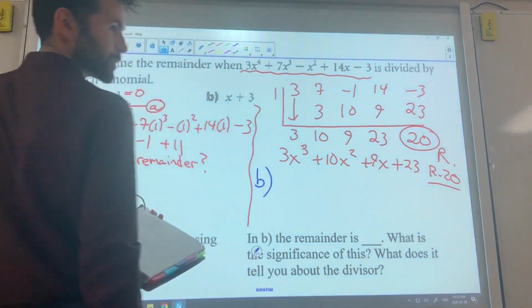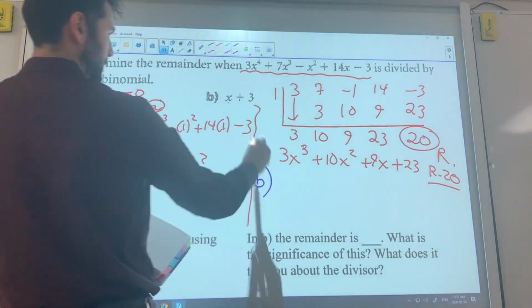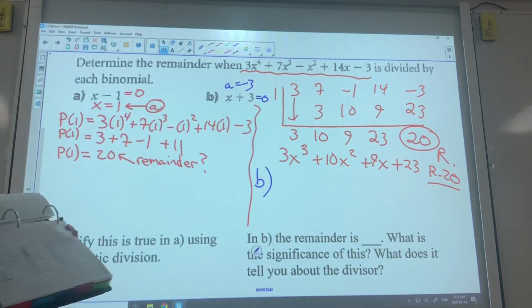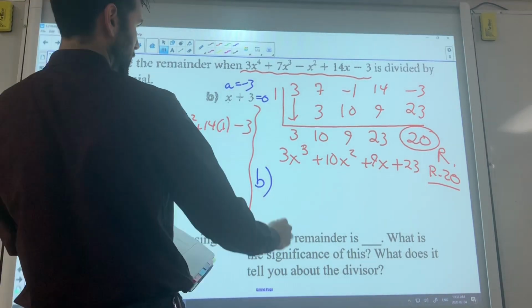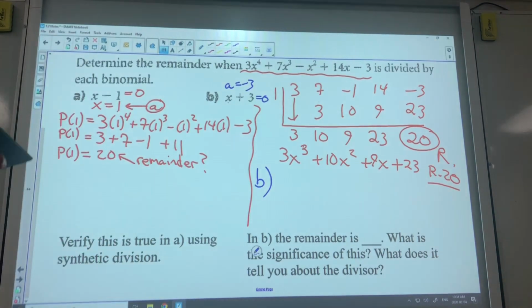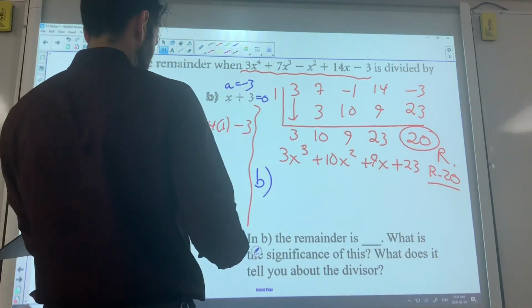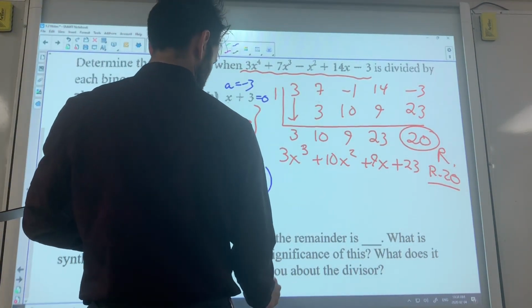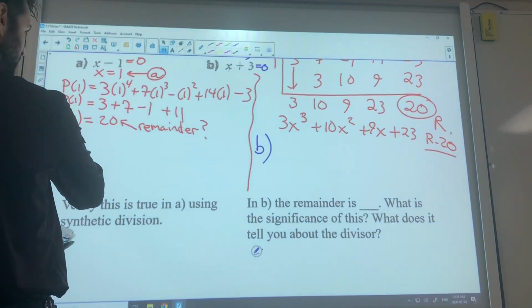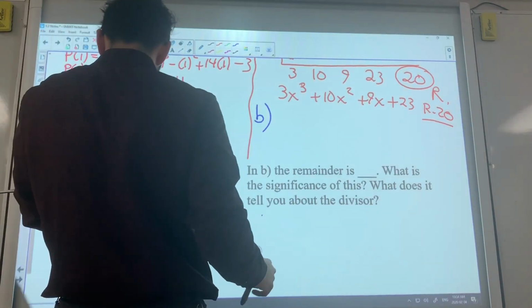What's the a value for b? Negative 3, very good. How do we get it? We set this equal to 0 and we solve for x. So let's really quickly use the remainder theorem. Pop in negative 3 here. Let me know what you get. I'll let you do the work on your calculator. You're gonna get some large numbers. So I'll just write down the work in the meantime.